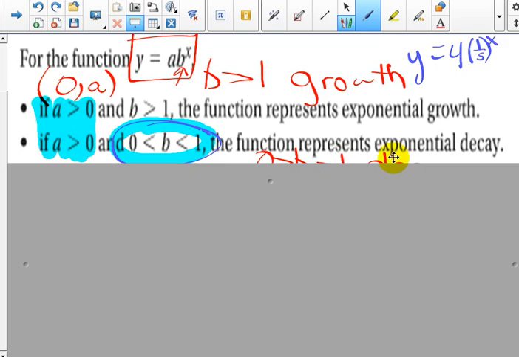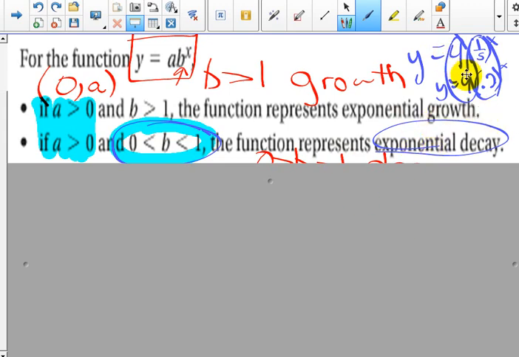So we could write it as 1/5, or we could write it as y equals 4 times 0.2 to the x power. Because my a value is positive, and my b value is between 0 and 1, I have exponential decay. That's all there is to that. Any questions? All right, look at your next set of problems.